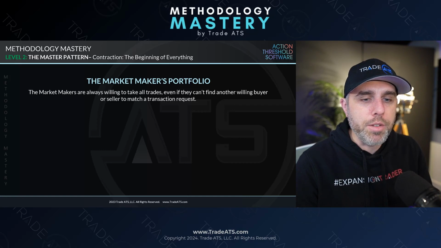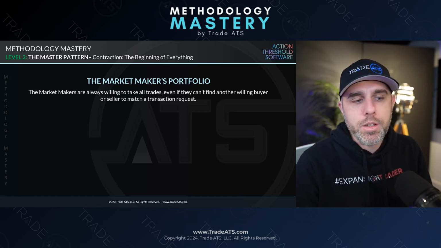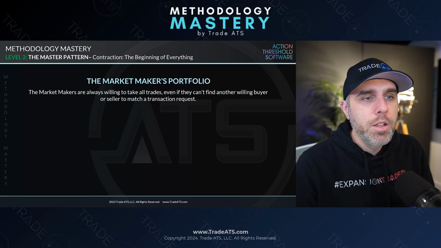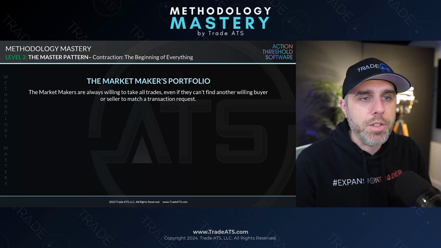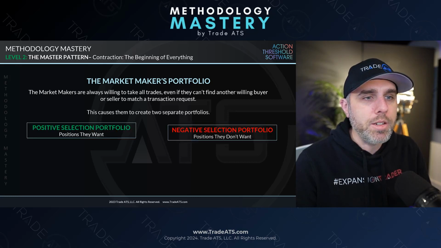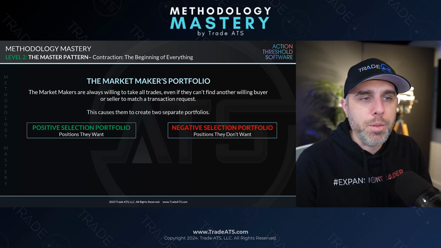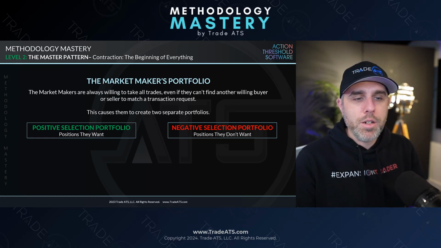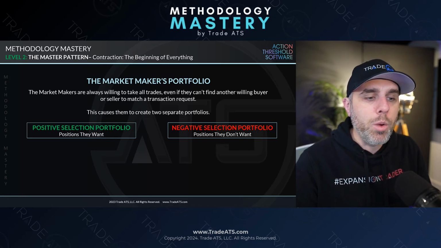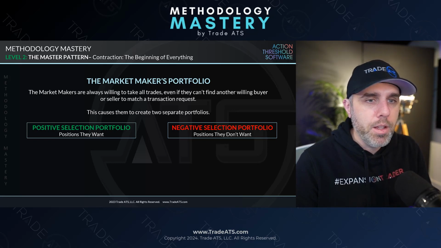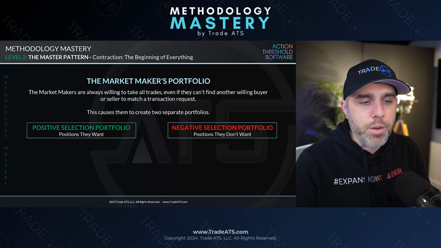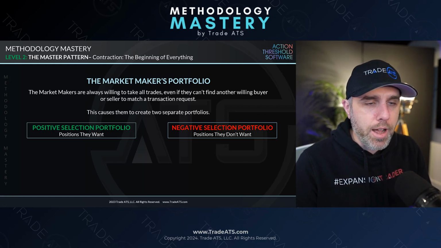We're all trying to make a profit on inventory or goods accumulated and then sold. So the market makers are always willing to take all trades, even if they can't find another willing buyer or seller to match a transaction request. This causes them to create 2 separate portfolios. We call these the positive selection portfolio, which is positions that they want to have. These are positions that they think they're actually going to make money on. And then they have their negative selection portfolio, which is positions that they do not want to have. This is the nature of doing their business.